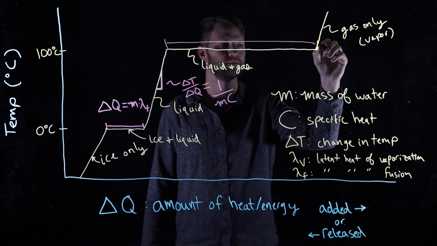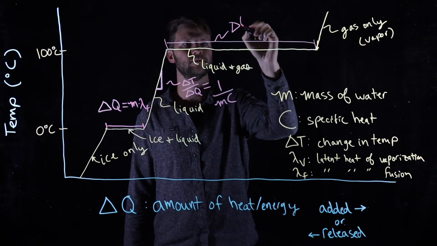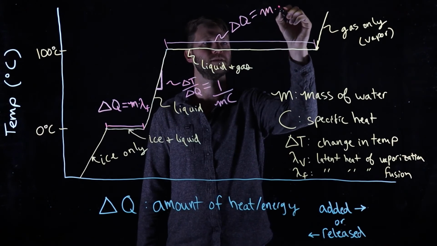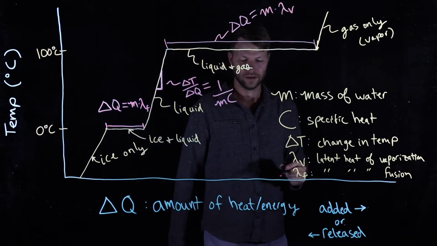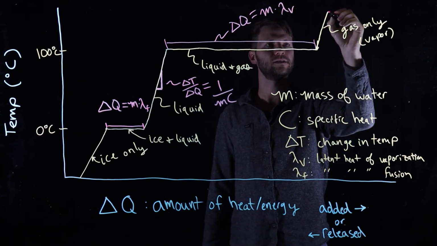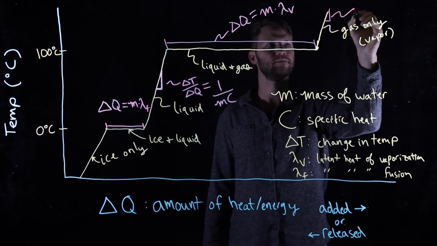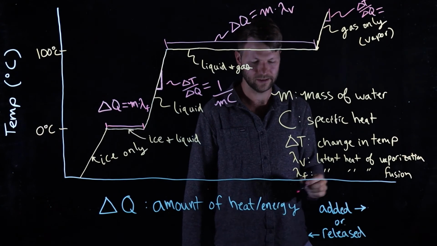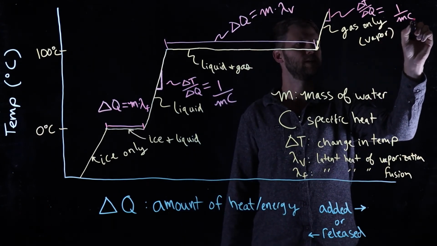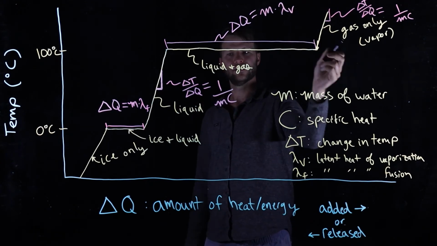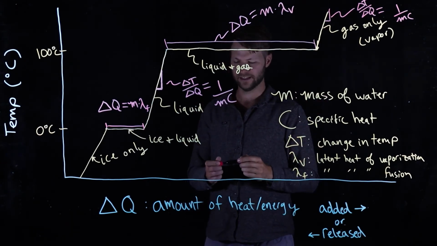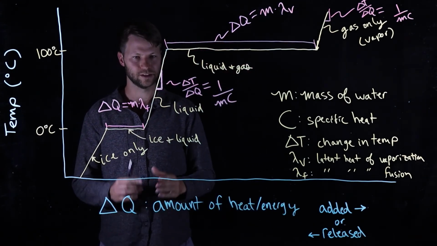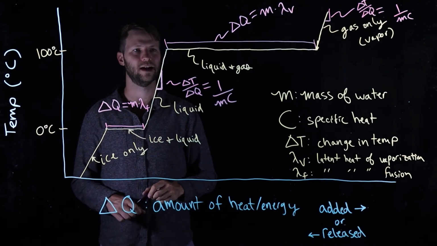This distance here, we have another delta Q, but this time it's the mass times the latent heat of vaporization. Finally, we can draw another slope here, another rise over run, another delta T over delta Q, which in this case again is just going to be 1 over MC. It turns out that if it's a liquid or a solid or ice, the specific heat stays the same, whereas the vaporization temperatures change.